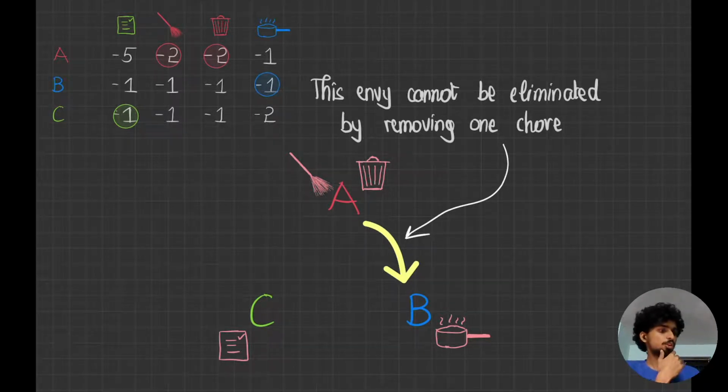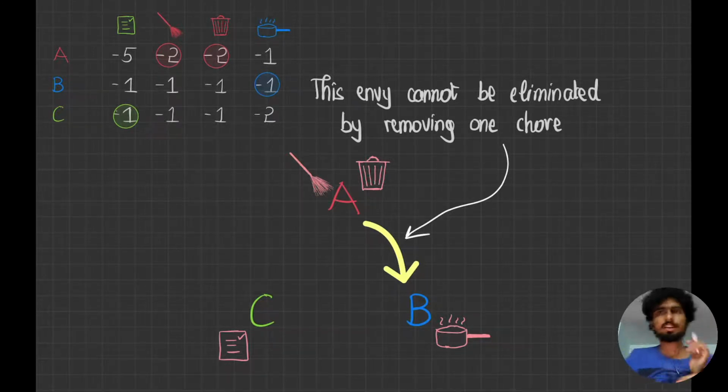Because A has two chores, both of value -2, right? And A's value for B's bundle is just -1. So if A drops this chore, A is still going to have value -2 for her own bundle and -1 for B's bundle. So A is still going to envy B after dropping this. Similarly, A will still envy B after dropping this as well, because A's value for her own bundle will still be -2, right? What has happened here?